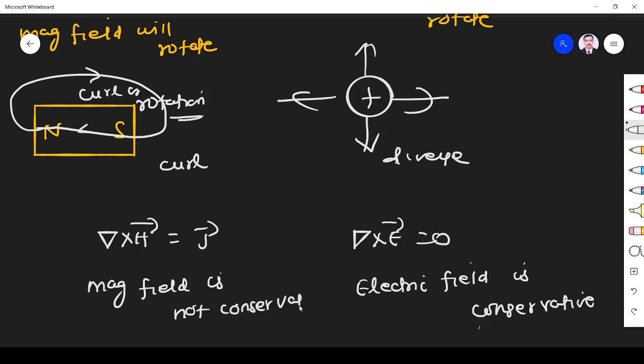So these things we must know. Please refer to my video on the electric field, then only you will understand that this del cross E is 0. Then you will understand why del cross H is not, because it is a big concept, right? So I hope you understand everything very clearly.